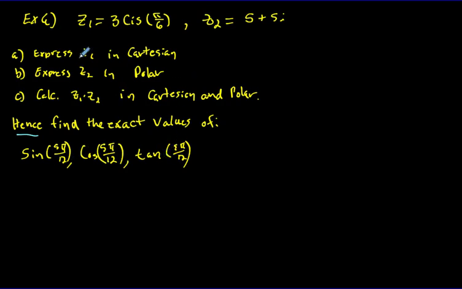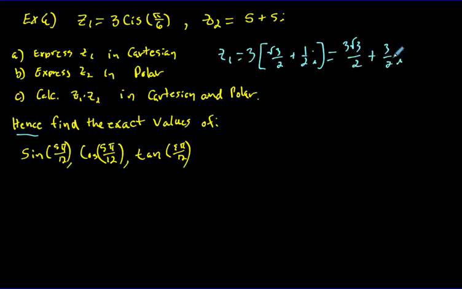So first we'll start with z1 in Cartesian. So z1 is 3 times, what is the cosine of pi over 6? Well, that's root 3 over 2, plus the sine of pi over 6 is a half, i. So I'm going to multiply that out, and I get 3 root 3 over 2 plus 3 halves i. So that's z1 in Cartesian.